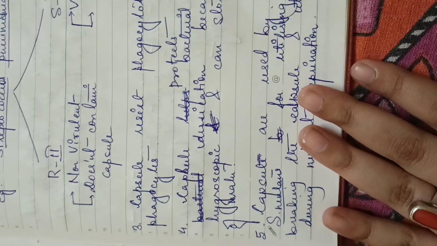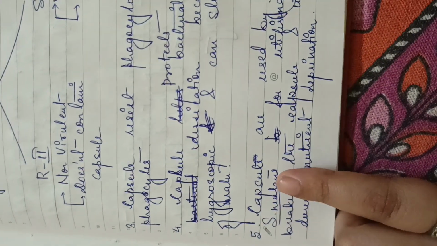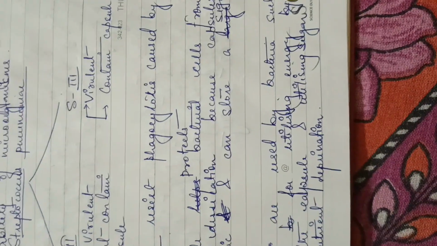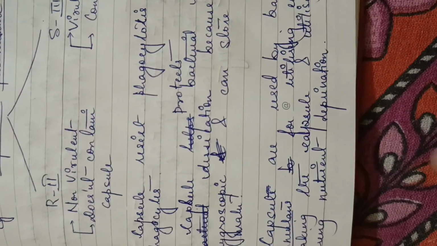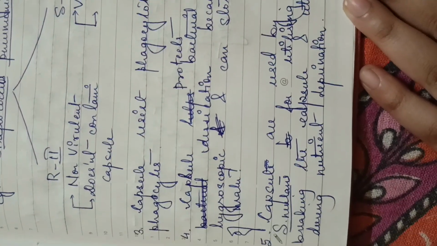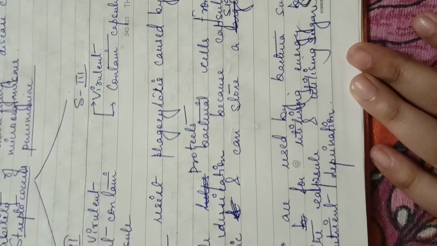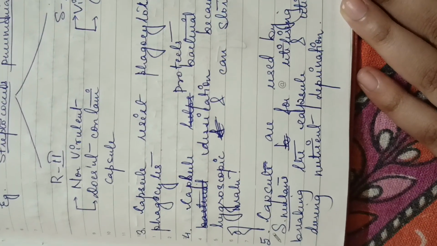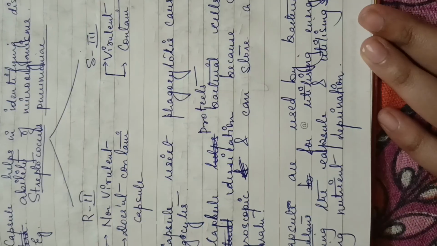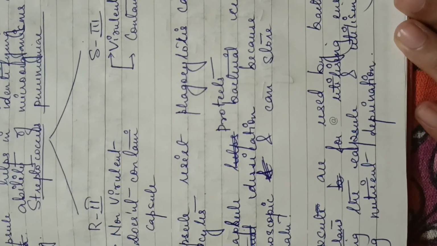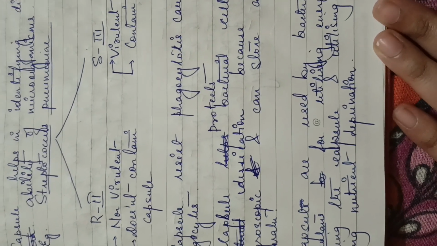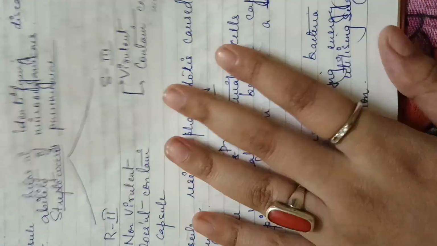Capsules are used by bacteria such as Streptococcus mutans, which was causing dental caries. It also uses the capsule for utilizing energy during nutrient deprivation. So what does S. mutans do at the time of nutrient deprivation? It breaks the capsule and utilizes energy from the sugars it gets from breaking it.